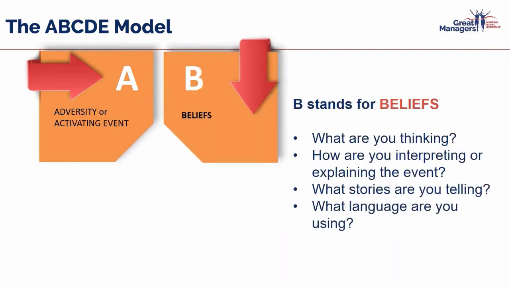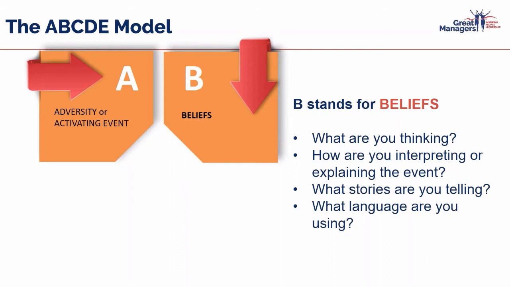B stands for beliefs, which is how you interpret the event, how you're thinking about it. So the idea here, when you're using this model, is to record what you were saying to yourself in the midst of the adversity. And this is why you need self-awareness. You've got to get very clear on what's running through your mind. It's like downloading all that jibber-jabber that can be going on in your mind in the middle of adversity.